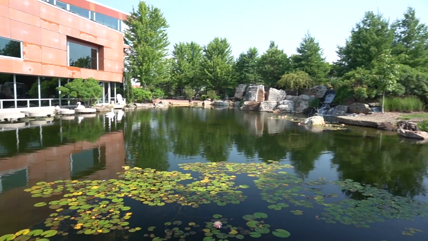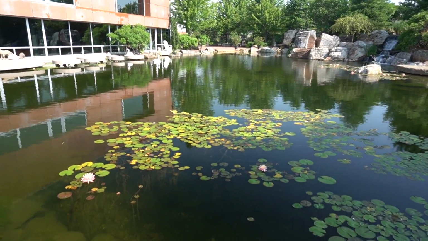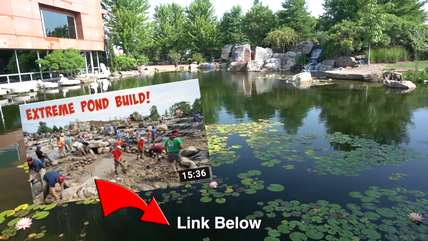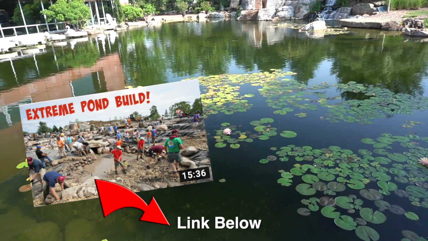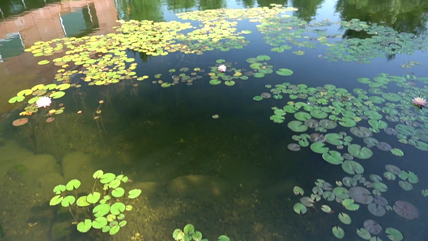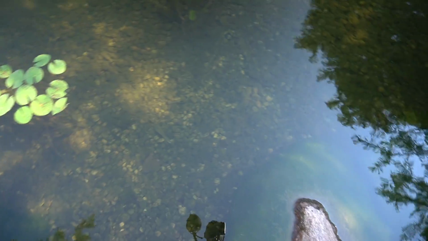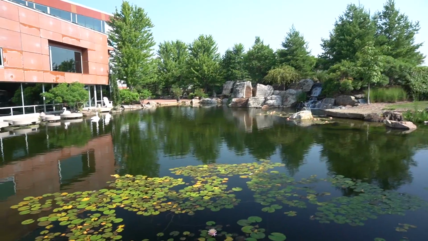So here is a prime example of a managed pond. This is actually at our office, bigger than that little retention pond we saw. This is actually stormwater as well. But look at the difference in water quality, water clarity. You can see all the way down to the bottom. This is a managed pond.